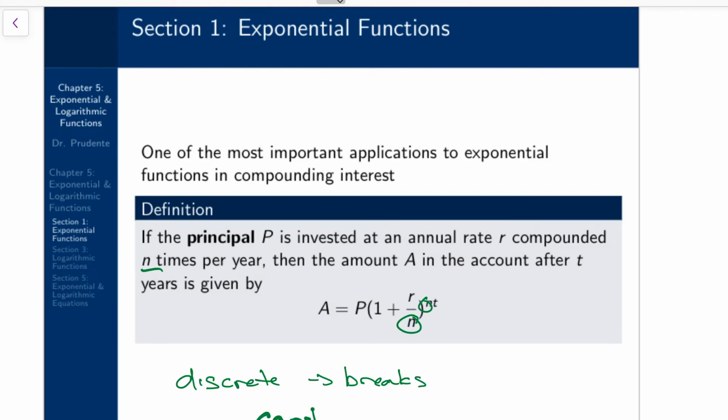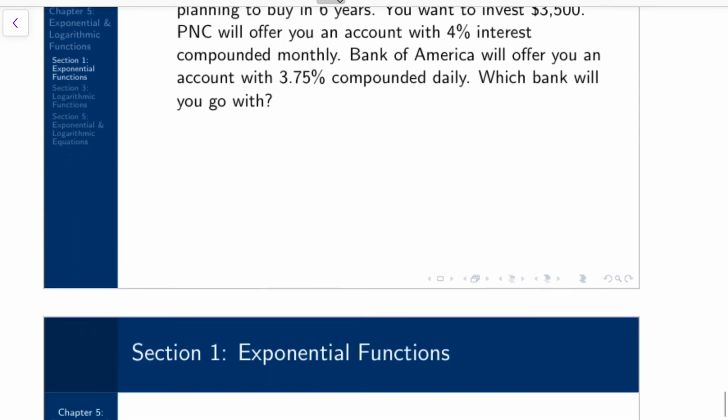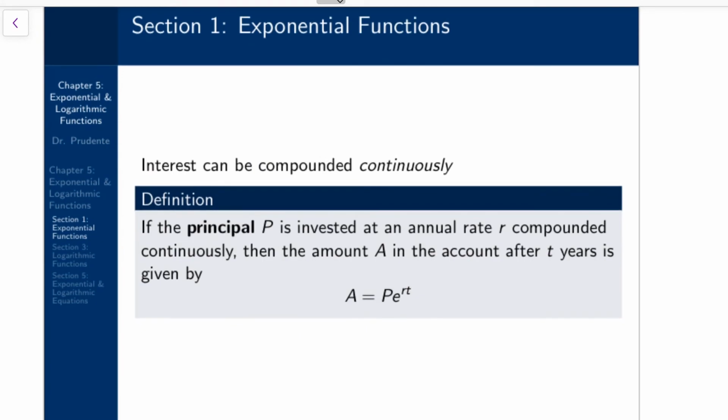Sometimes we can have what's called continuous, or like continuous. For example, we might have a trading scenario where a trade might happen in a fraction of a second. And if you count all of the fractions of seconds within a whole year, you might as well have that be a continuous amount of trading or continuous amount of compounding interest. So that's exactly what we have. We have interest that can be compounded continuously.